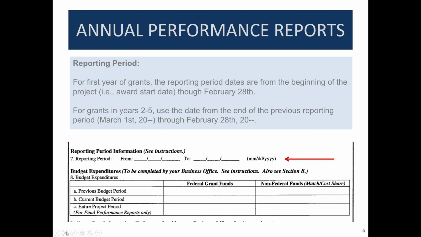For grants in years 2 through 5, it is the date from the end of the previous reporting period, so March 1st and the year, through February 28th and the year. The reporting period is typically from March 1st to February 28th.